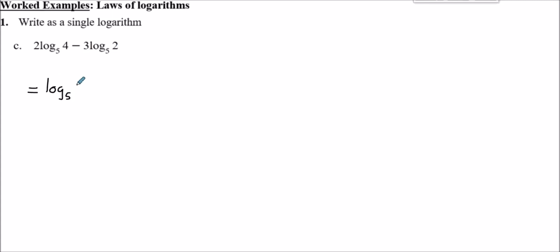The same as log base 5 of 4 squared. That 2 we can rewrite here. In the same way, we can write this 3 next to the 2 as a power. So that's minus log base 5 of 2 to the power 3. So what is 4 squared? 4 squared is 16. And minus log base 5 of 2 to the power 3, which is 8.